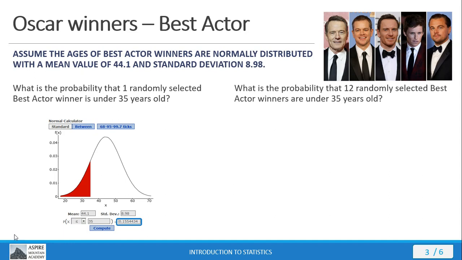Now, what is the probability that 12 randomly selected Best Actor winners are under 35 years old? Again, stop the video, work this problem, and then come back and we'll see how well you did.